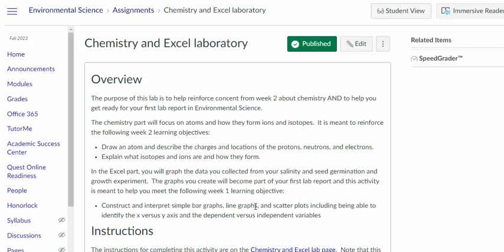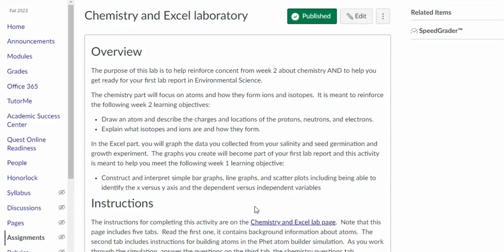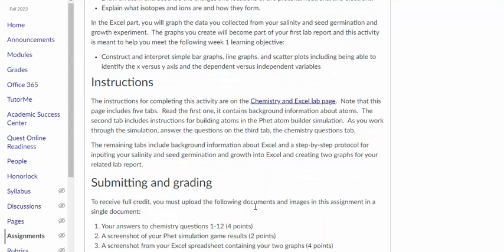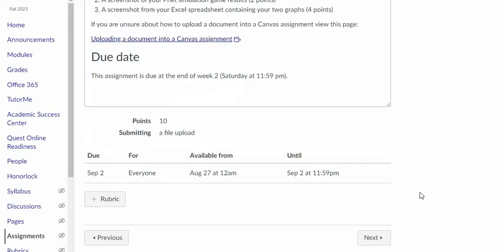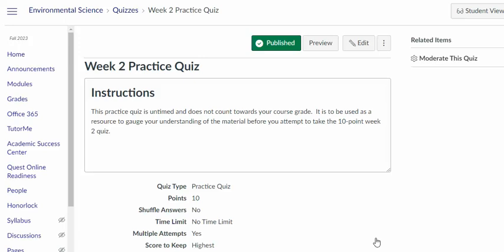The next part of the lab is an Excel activity where you will use Excel to do some calculations of the data that you collected in your seedling germination and salinity experiment, the one that you started last week, and you'll also make a couple of graphs of those data. This is important because this is going to become part of your very first lab report in environmental science. So hopefully completing the Excel activity will line you up to do really well on that first lab report.